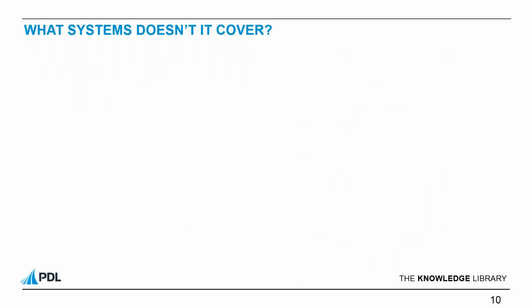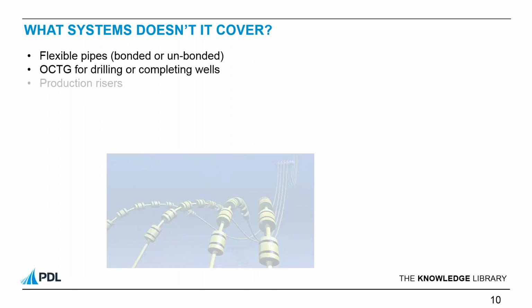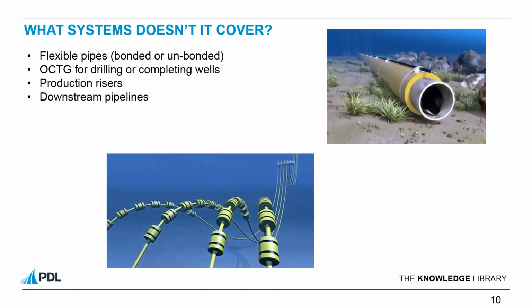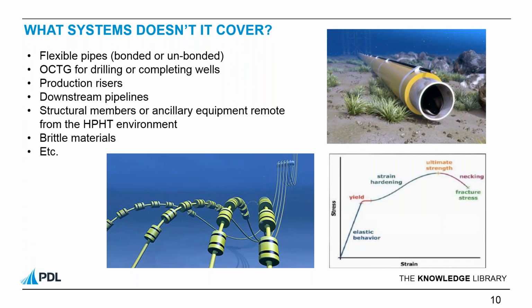So what systems doesn't it cover? Well, it doesn't cover flexible pipes, either bonded or unbonded. It doesn't cover oil country tubular goods, such as drill pipe and casings, production risers, downstream pipelines, any structural member or ancillary equipment which is remote from the HPHT environment, and brittle materials. By brittle materials, we mean those which exhibit little or no plastic deformation prior to failure. You'll see the relevance of this exclusion when we move on to look at the design verification methodologies. Again, this is not an exhaustive list. These are just a few examples.